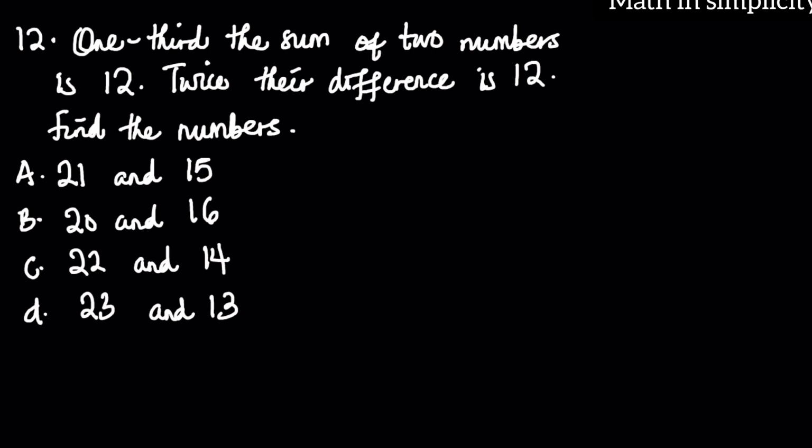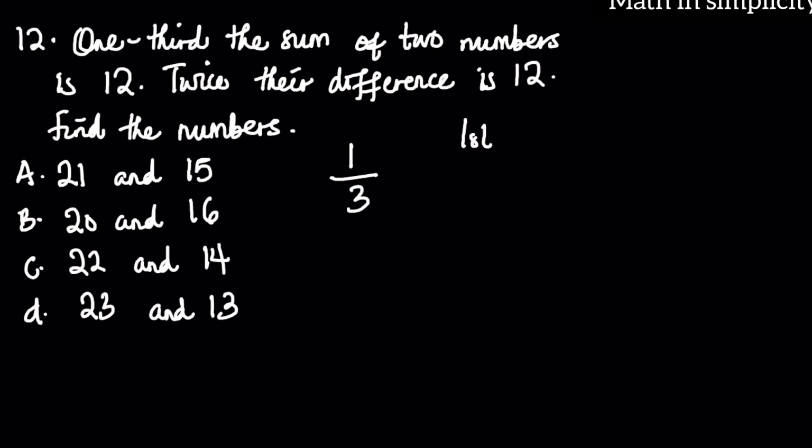Alright, for question number 12, we have that 1/3 the sum of two numbers is 12, twice their difference is 12. Find the two numbers. So let's take this one step at a time. 1/3, so we know that 1/3 means 1 over 3, right? 1/3 the sum of two numbers.